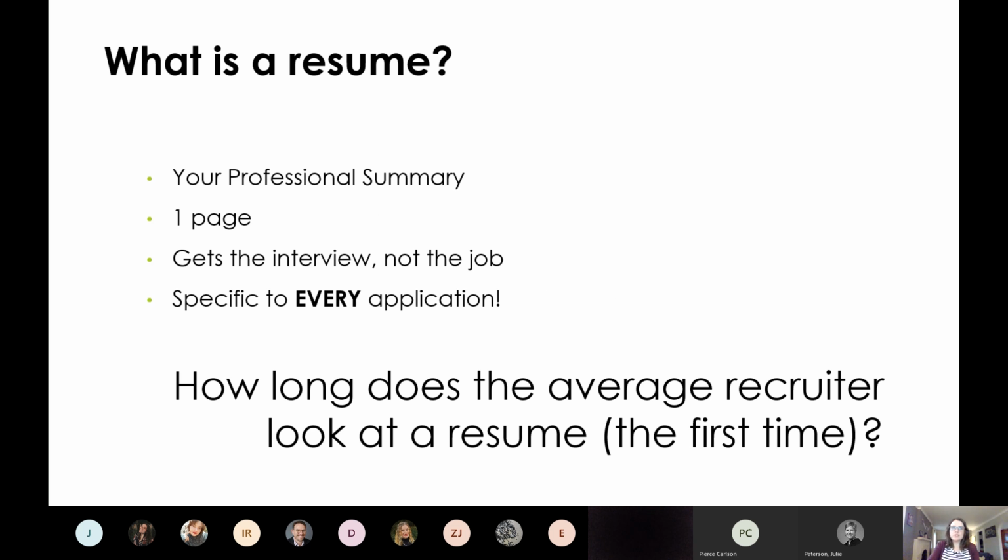So start with the basics. What is a resume? What is the point of this? It is one page almost always. There are occasionally exceptions, but for most people watching this presentation, it's probably going to be one page. It is a summary because you can't fit everything on one page. It's a summary of who you are as a professional, and the goal is not to get you the job, it's to get you the interview.